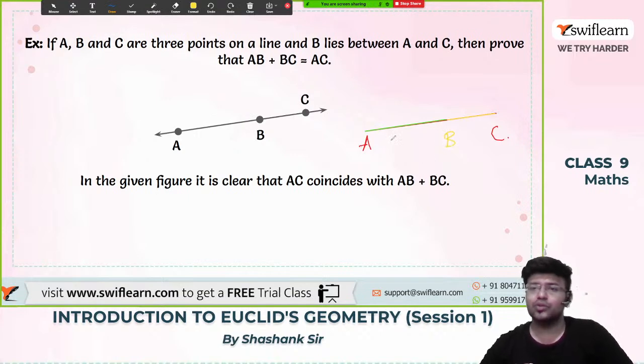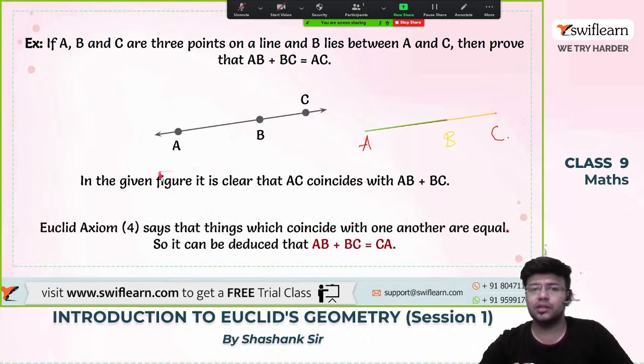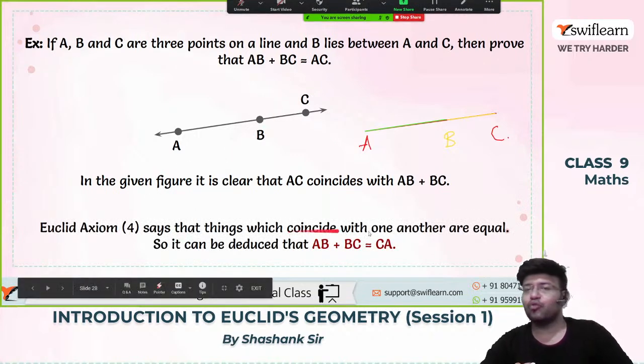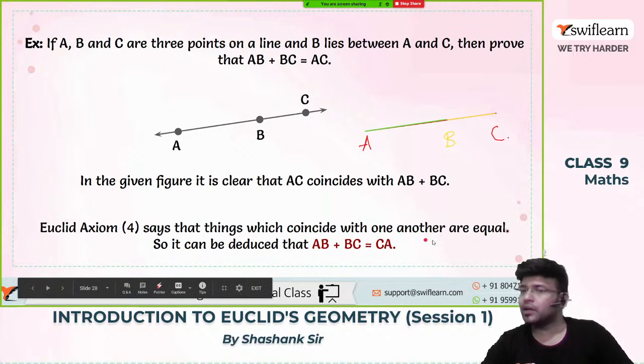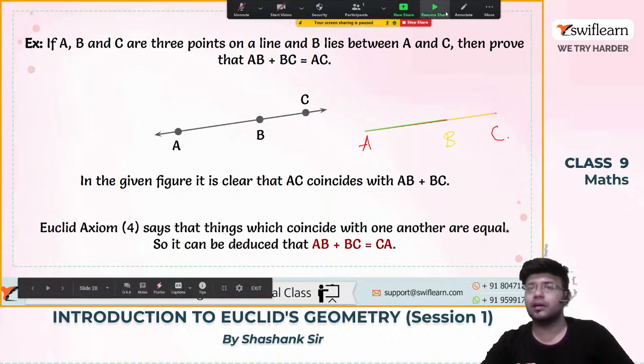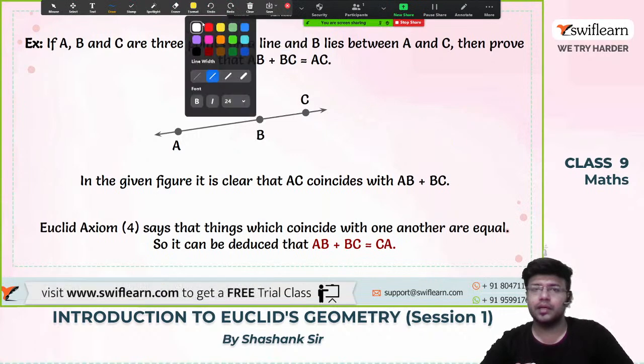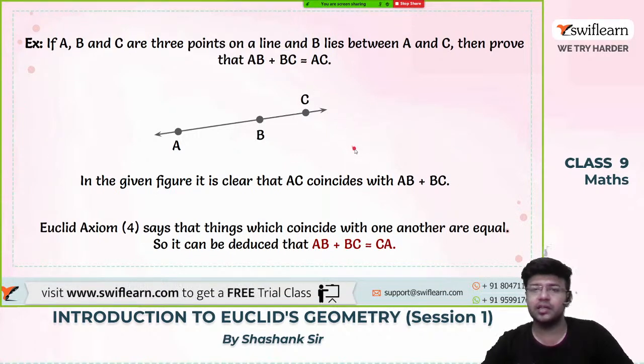So what we can say with this, using axiom 4, which coincides with one another are equal. So it can be said that AB plus BC is equal to AC or CA. Yes, बोल सकते हैं हम. Yes, definitely we can say this.